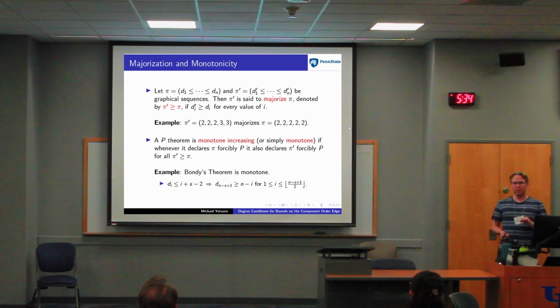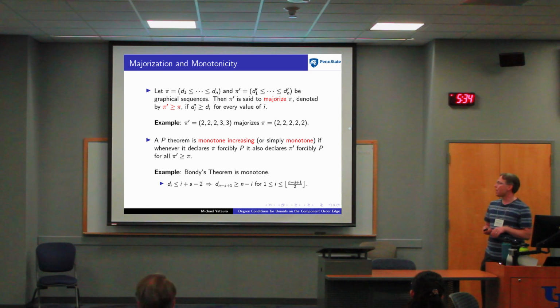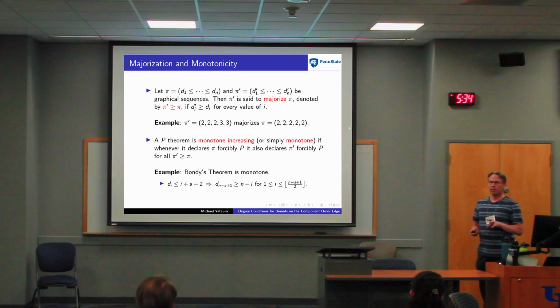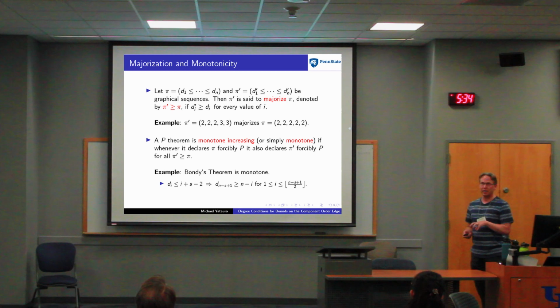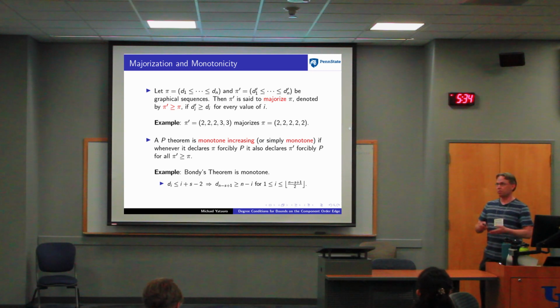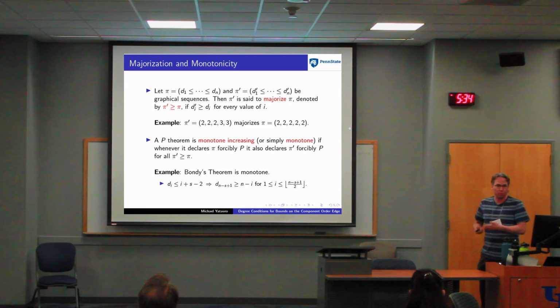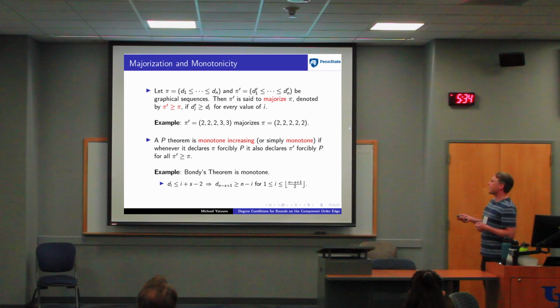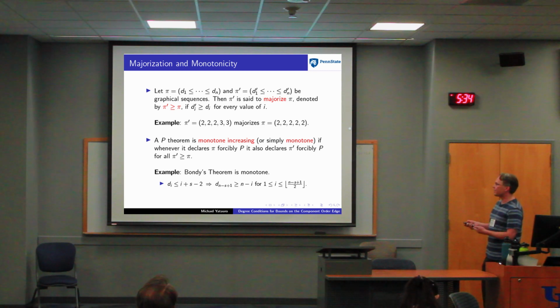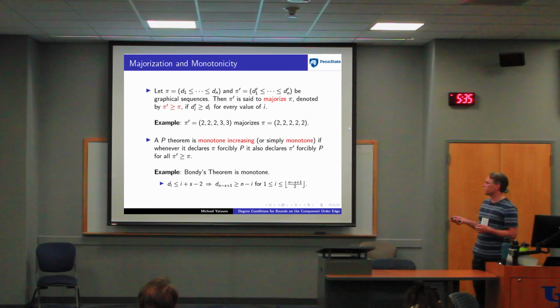A P theorem is monotone increasing, or for us we're just going to say monotone, if whenever it declares a graphical sequence forcibly P, it will also declare every majorizing sequence forcibly P. So it's monotone in the sense that if it declares forcibly P, then every bigger sequence will also be declared forcibly P. In that case, Bondy's theorem is monotone. If you have a graphical sequence that meets these conditions, then any majorizing sequence will also meet those conditions by construction, just how those conditions are laid out.